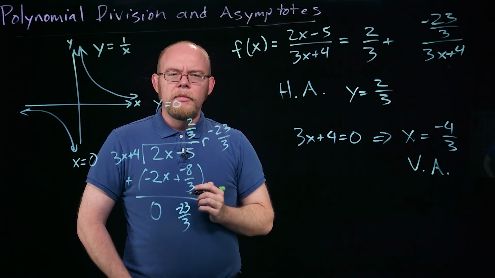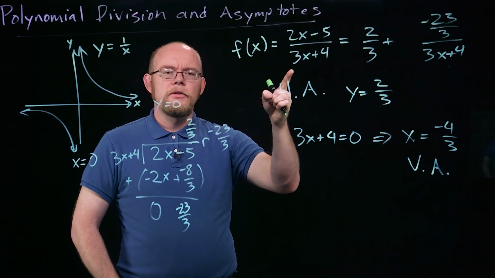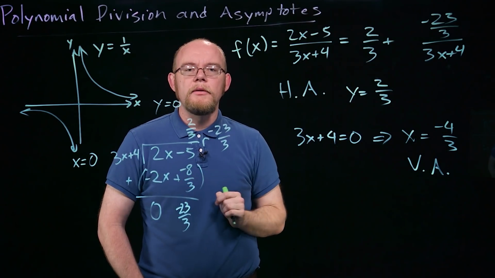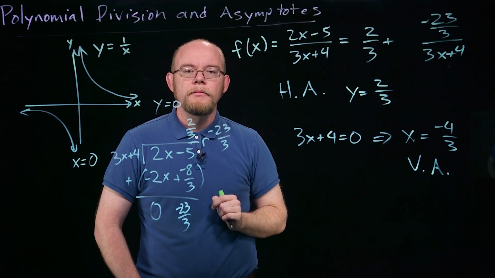And so in many situations, our rational functions can be simplified using polynomial long division in order to give us an easier way to see what kind of asymptotes we have.